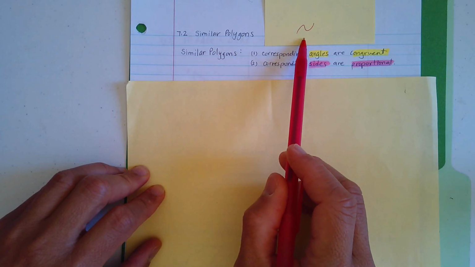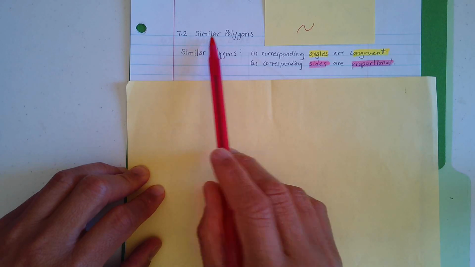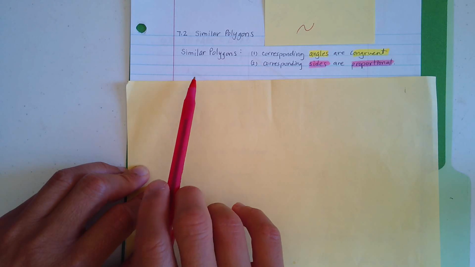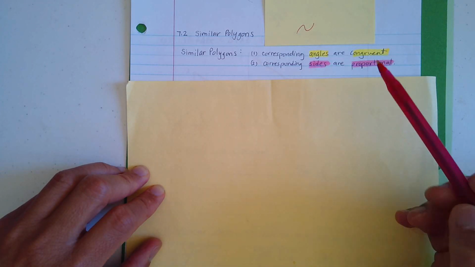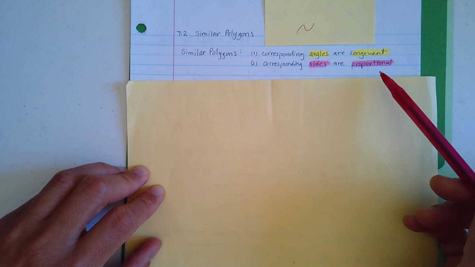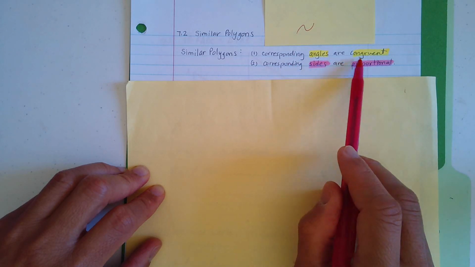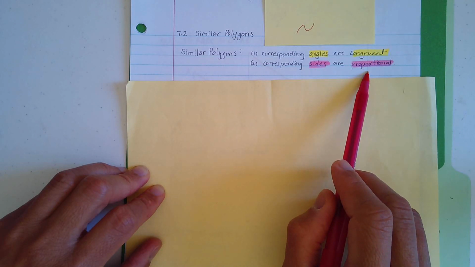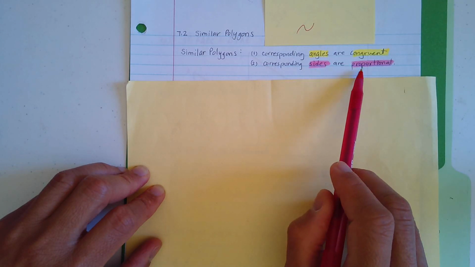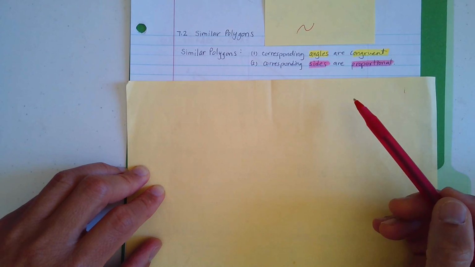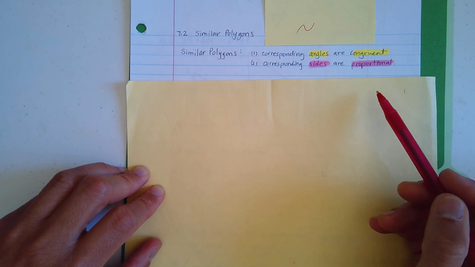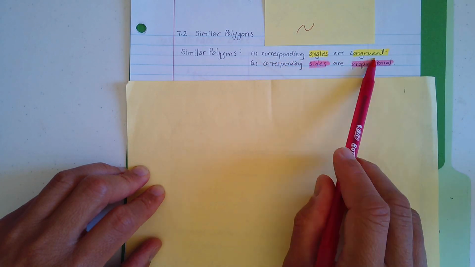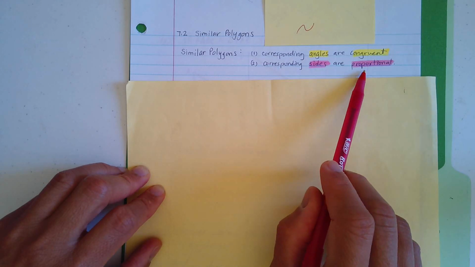Now this is a symbol for similar. When you see this squiggly line, that means similar. In order for similar polygons to exist, we have to meet these two conditions. Corresponding angles are congruent. Corresponding sides are proportional. Now we learned the word proportional with 7.1. That's when you take a ratio of two parts and set it equal to another ratio of two parts. So again, corresponding angles are congruent, corresponding sides are proportional.